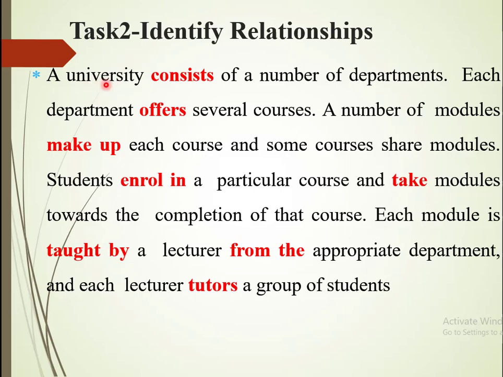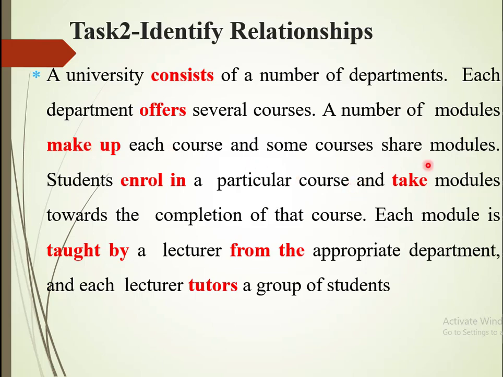A university consists of a number of departments. Whatever I have marked in a red font denotes the relationship. So consist denotes the relationship that exists between university and department. The next relationship is where we say that each department offers several courses. So offers is the relationship that links department and courses. Then a number of modules make up each course. So make up is a relationship that exists between modules and the course.